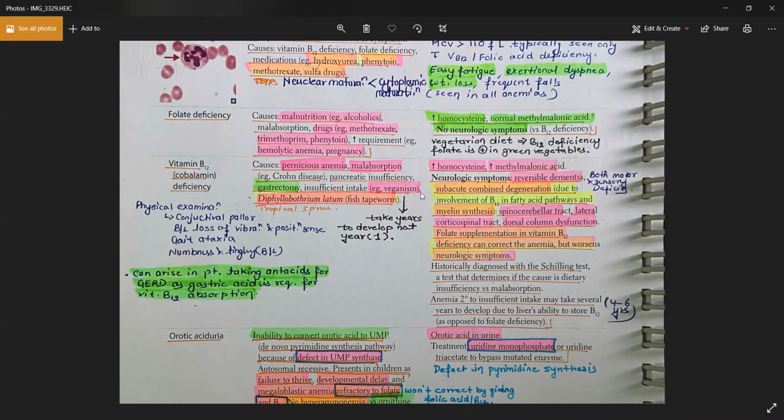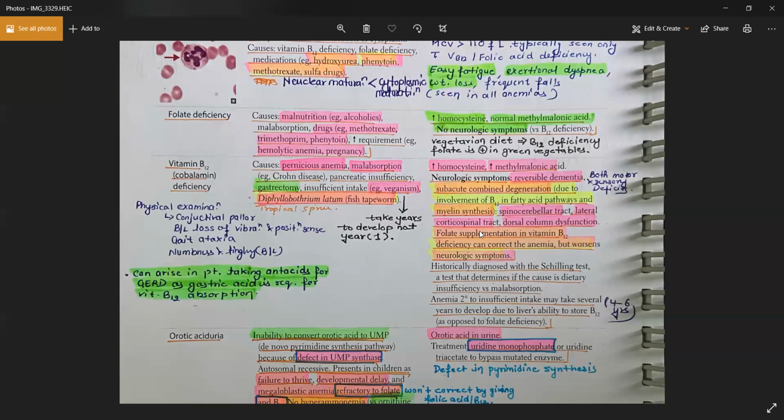Okay, and you will have damage to the spinocerebellar tract, the lateral corticospinal tract, which is for your muscle movements, the spinocerebellar tract for balancing, right? And the dorsal columns for the sensory functions. So you will have sensory function loss, ataxia, and paralysis also.